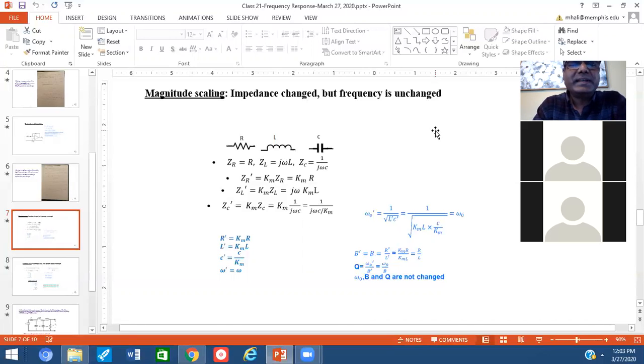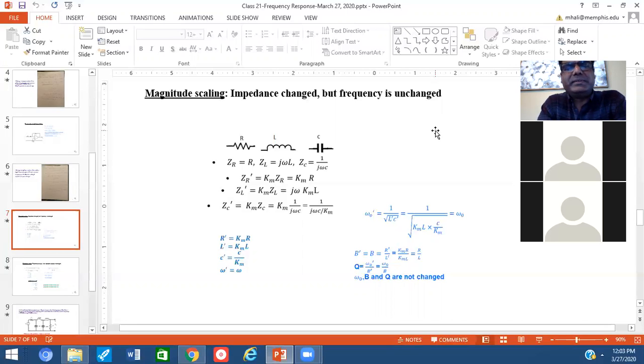Similarly, see the Z_C prime, I have written K_M into Z_C. This means K_M into 1 over j omega C, that equals 1 over j omega C over K_M. Here you see, because I want to keep omega as it is, that's why j omega, and then C, which in the previous line was multiplied, in the numerator, I put it in the denominator, but the value remains the same.